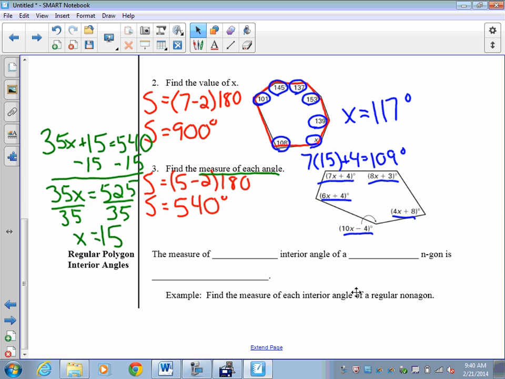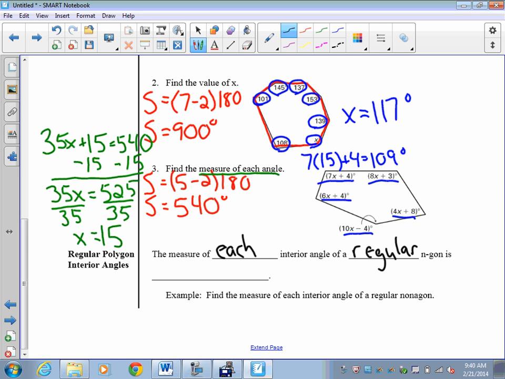The last part on this page, we still have one more page to go, talks about regular polygon interior angles. The measure of each interior angle of a regular n-gon, so that means n amount of sides, any amount of sides, is n minus 2 times 180 divided by n. So it's the same formula as above, but all I do is divide it by the number of sides in the end.